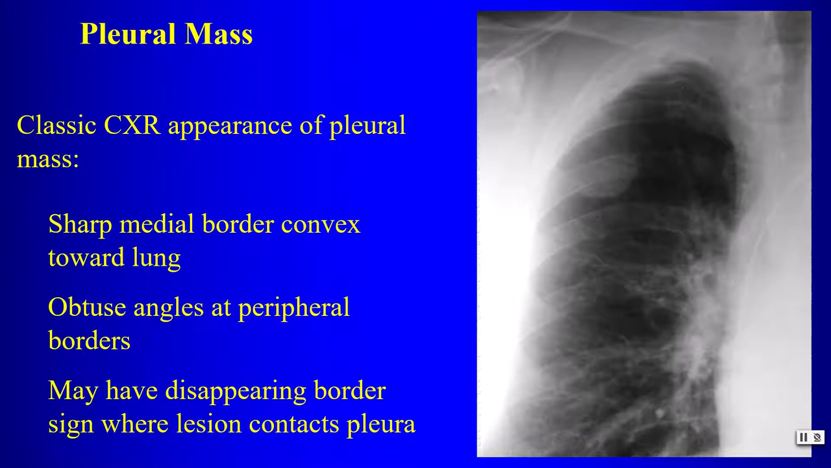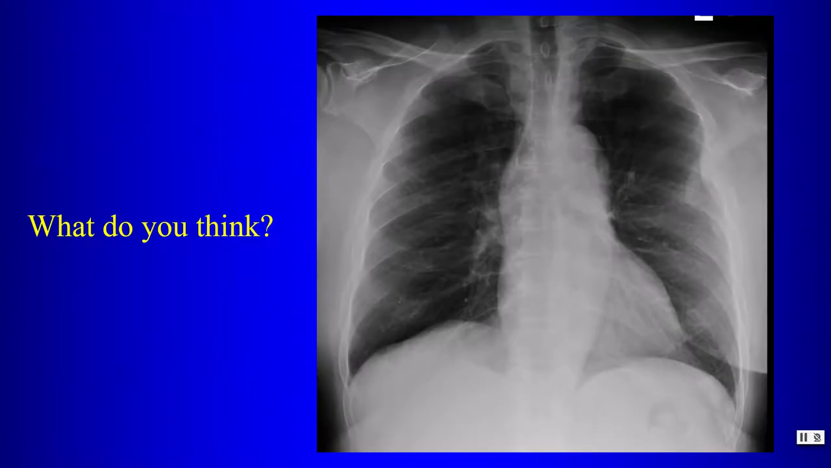So when we're talking about these pleural masses, the classic chest X-ray appearance is a sharp medial border, convex towards the lung, obtuse angles at the periphery, and the disappearing border sign where the lesion contacts the pleura. If we look at this example, again, we have a pleural lesion. What do we think here? When we're dealing with these kinds of lesions, some questions you want to ask yourself are: do we think this is benign or malignant? Are there any signs of malignancy?